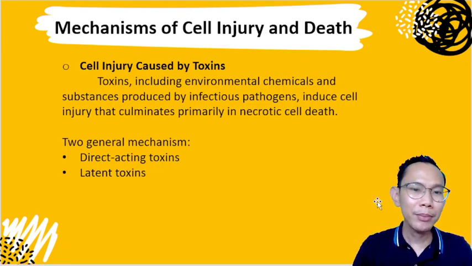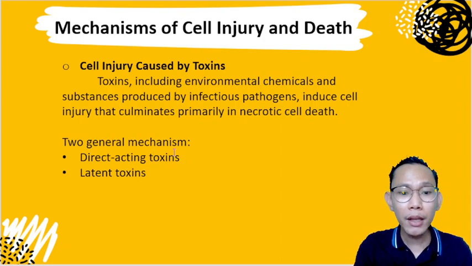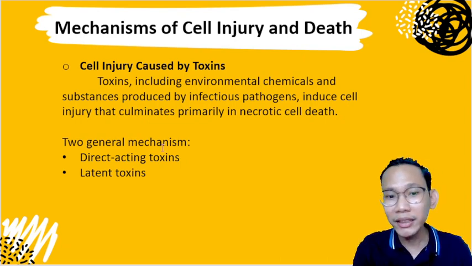So let's talk about toxins, cell injury caused by toxins. So toxins, including your environmental chemicals and substances produced by infectious pathogens, induce cell injury that culminates primarily in necrotic cell death. So there are two general mechanisms. Meron tayong tinatawag na direct acting toxins or meron tayong tinatawag na latent toxins. Pag sinabi nating direct acting toxins, some toxins act directly by combining with a critical molecular component or cellular organelle. In short, you go directly to that specific component of the cell. That's why tinatawag siyang directly acting.